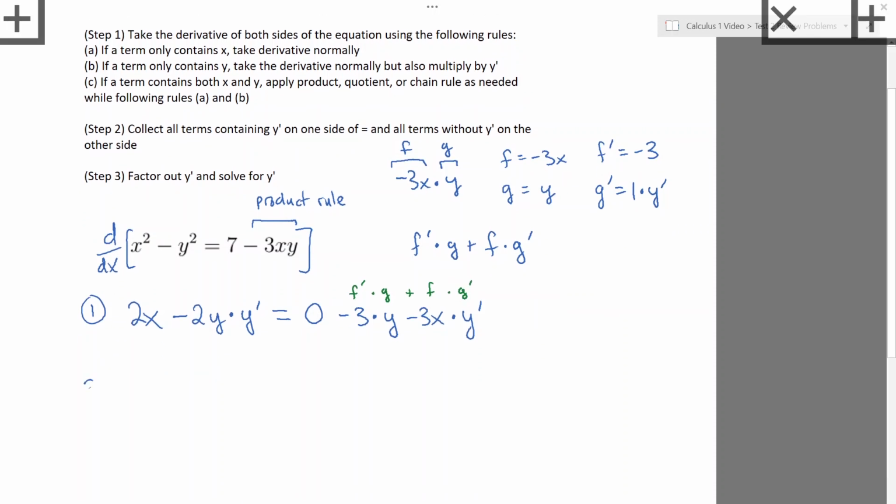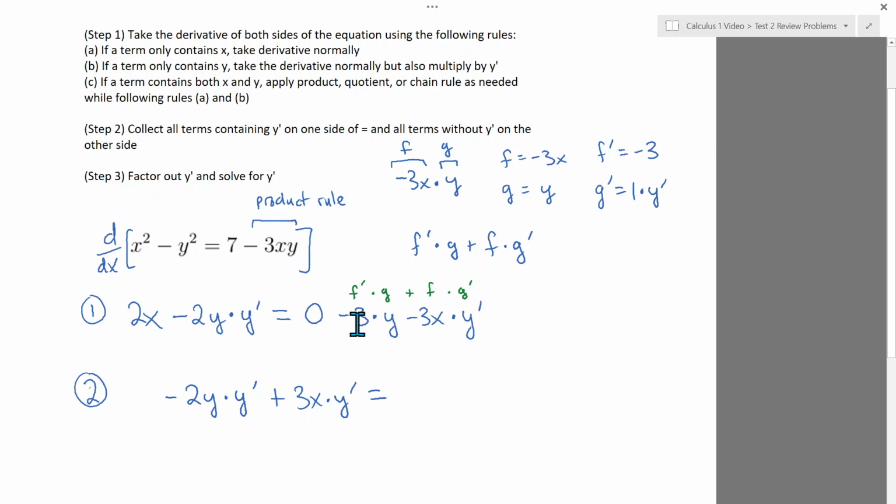So now we move to step 2. So which terms contain y prime? Right, so this has a y prime, and this also has a y prime. So let's collect them. I'm going to collect them on the left side. Right, so I have the minus 2y times y prime, and then I need to move this term over to the left side. So I add it over, so that becomes plus 3x times y prime, and then I have my equal sign. Right, so this term stays on the right side, so that's minus 3y. Right, so the 0 doesn't do anything, so I get rid of that.